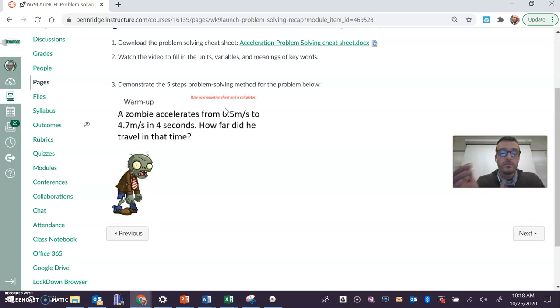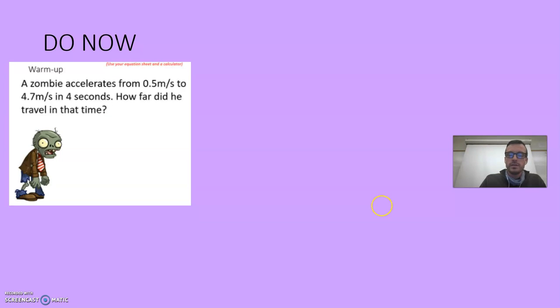I want you to show me the 5 steps of the problem solving. That means underline the knowns, write the list of knowns of the variables, identify what you're solving for. You can circle it in the problem or something. Pick the equation, plug the numbers into the equation, and then go ahead and solve for that final answer with the units and variables. So that's your job for today, is to turn that in to show me that you know what you're doing after today's lesson.